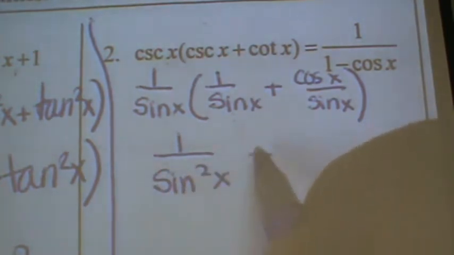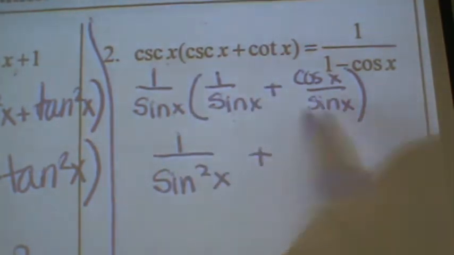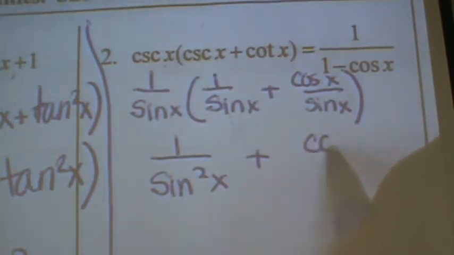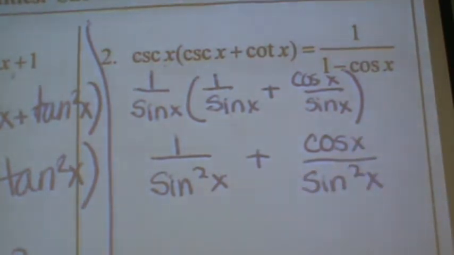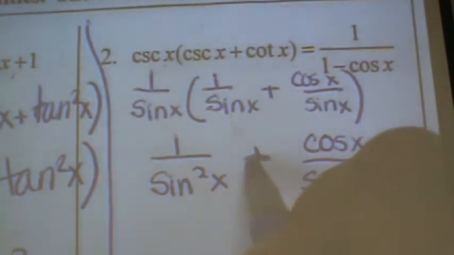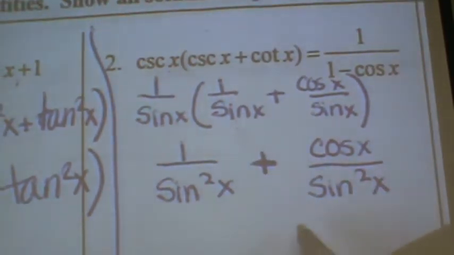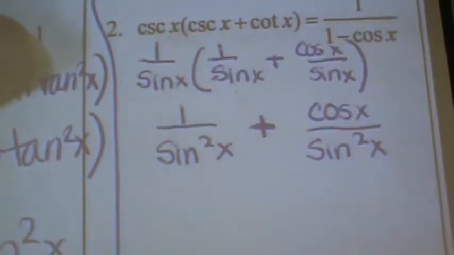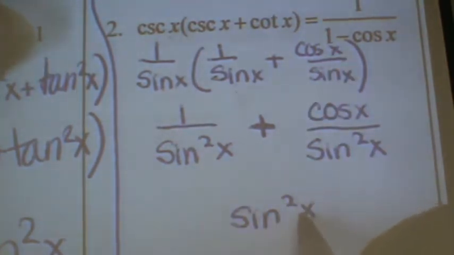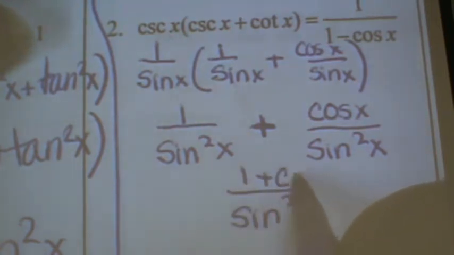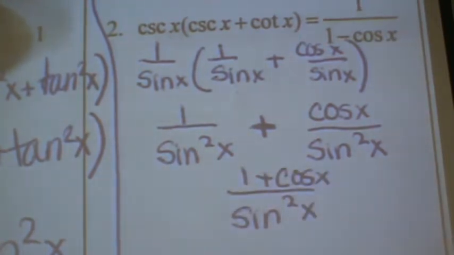Good. Now, what do you think 1 over sine times cosine x over sine x is? Cosine over sine squared x. Very good. Now, what are they asking you to do with these two fractions? Add them. What do we know about fractions? They have to have the same denominator. Do these have the same denominator? Yes. So what do you add together? Do you add the bottoms? No, you leave the bottom the same, and you just add the top. Is everybody with me?